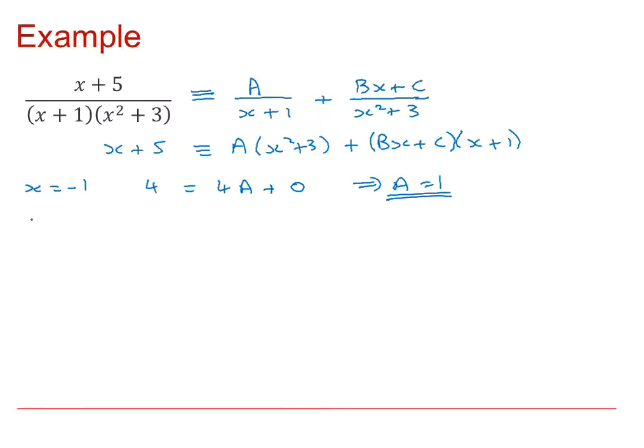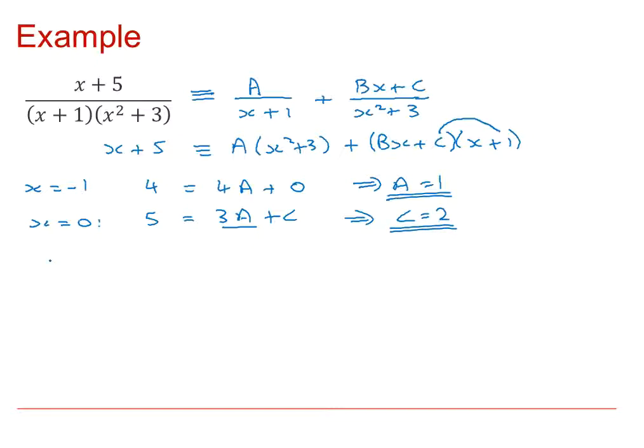Then x equals 0 is a good backup method if you are looking for more methods. So 0 add 5 is 5. 0² add 3 is 3a. And when x is 0, we're just left with c times 1, so plus c. We know that a is 1, so 5 take away 3 must be c, so c must be 2.